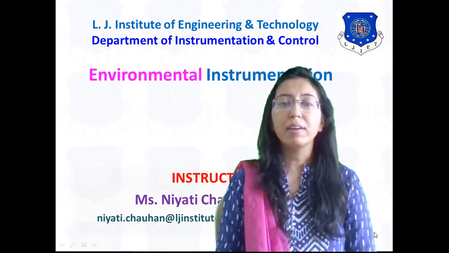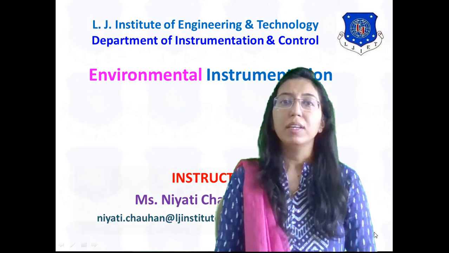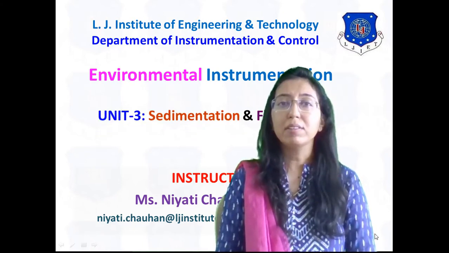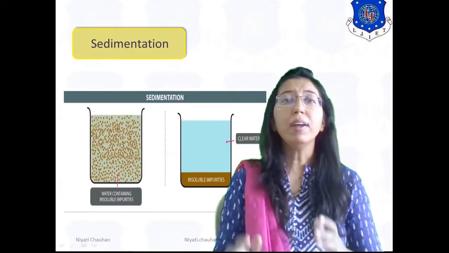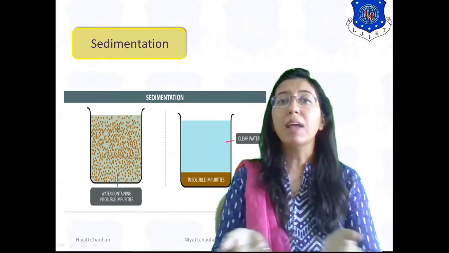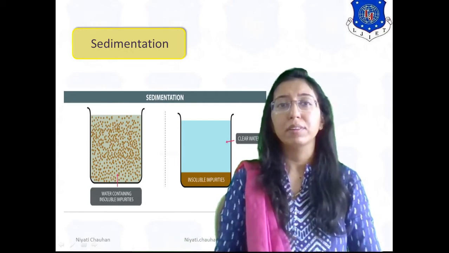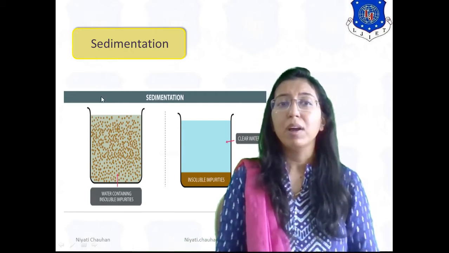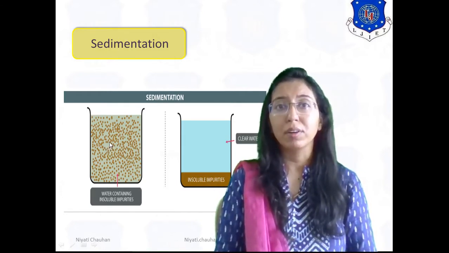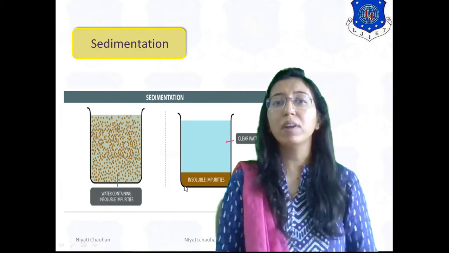Our subject is Environmental Instrumentation. In this subject, we have started Unit 3, Sedimentation and Flotation. So let's start. We know what sedimentation is. Sedimentation is one type of process in which particles settle down at the bottom side. You can see in the diagram that particles move randomly in water, and these particles settle down at the bottom side.